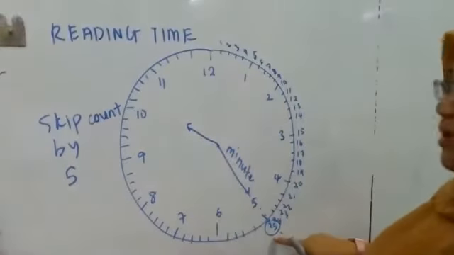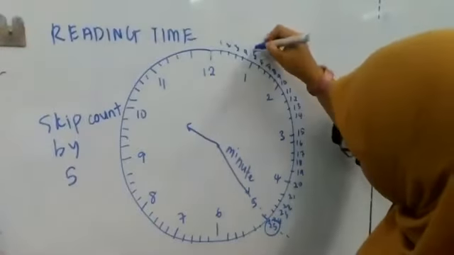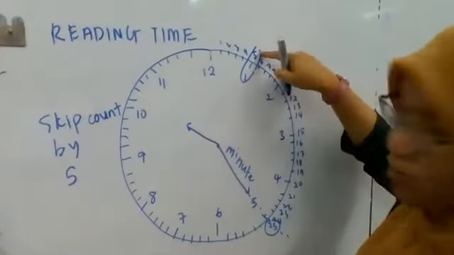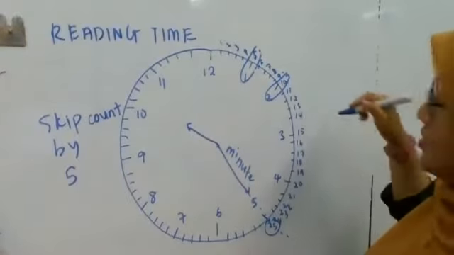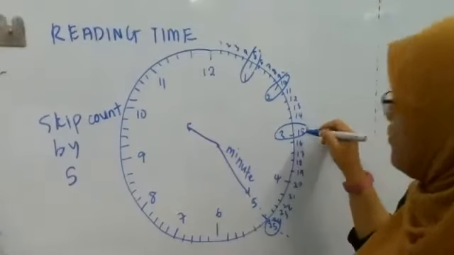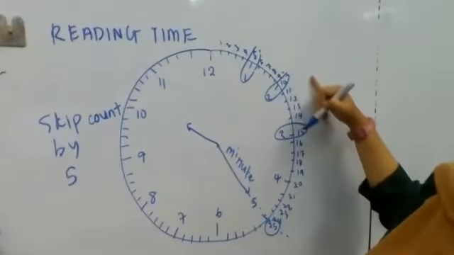The minute is 25 minutes. This is what I mean by skip counting by 5. 1 is equal to 5 minutes. 2 is equal to 10 minutes. 3 is equal to 15 minutes. If you look at these numbers, it looks like skip counting by 5.